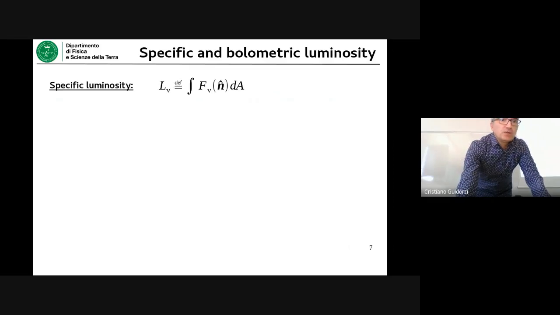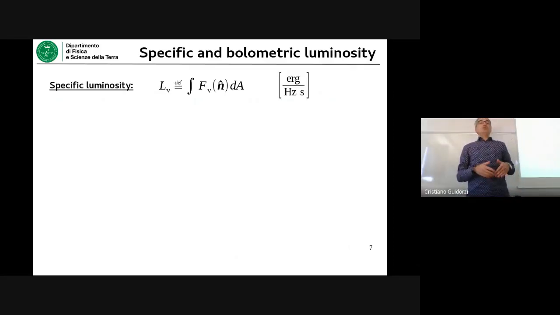Okay, let's move on. Having defined the specific flux and the volumetric flux, I can define two corresponding quantities. One is the specific luminosity. What is that? Well, it's the integral of the specific flux over the emitting surface. So again, if you remember, the specific flux was energy per unit time, frequency, area. I'm integrating over an area, so the specific luminosity is just supposed to be ergs, energy, per unit time, per unit frequency. That's it.